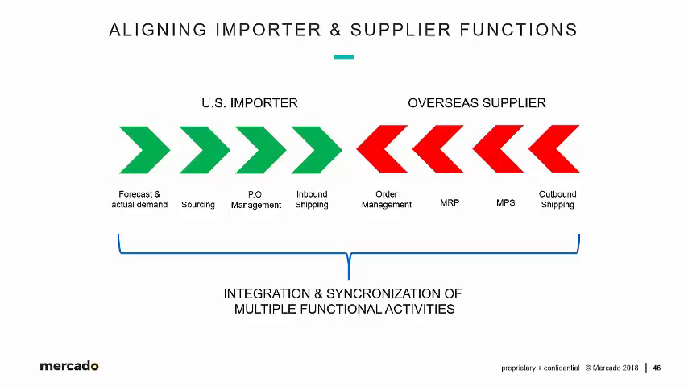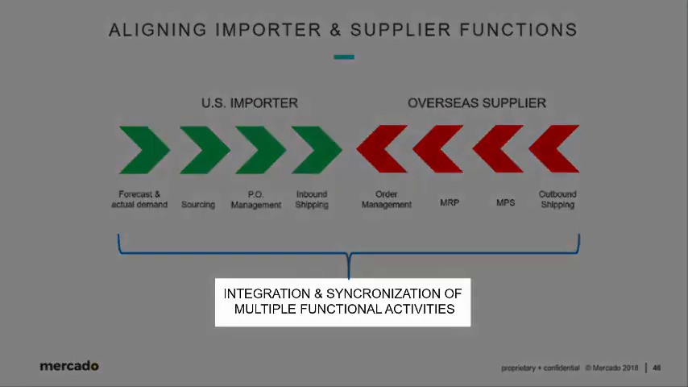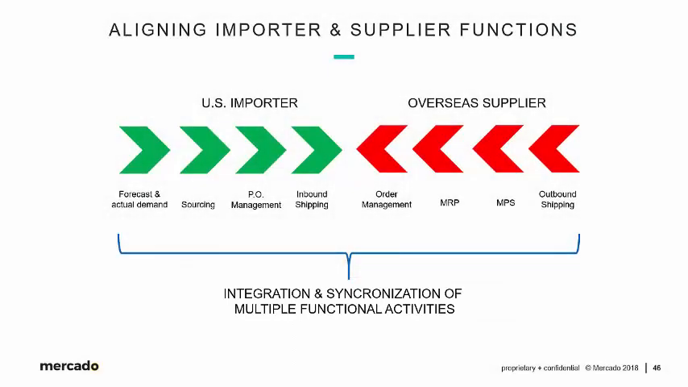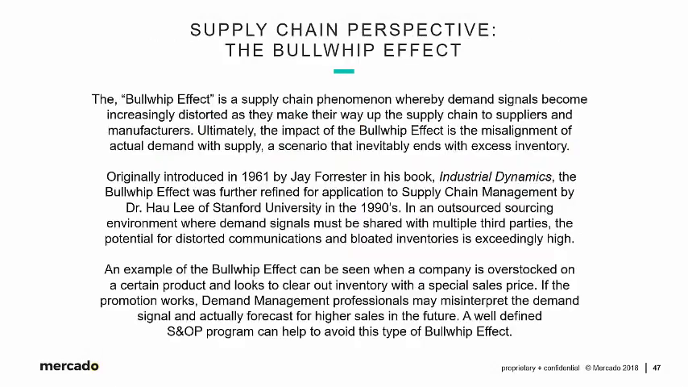Moving along to the right, yes, MRP, Material Requirements Planning. The vendor has to plan for the acquisition in both quantity and timing of raw materials. Master production scheduling, as we spoke of, which incorporates capacity planning, and then the outbound shipping component. How do we bring these together in a form that integrates and synchronizes all of these functional activities, which are clearly divided between the importer and the overseas supplier? That's the trick to supply chain management.